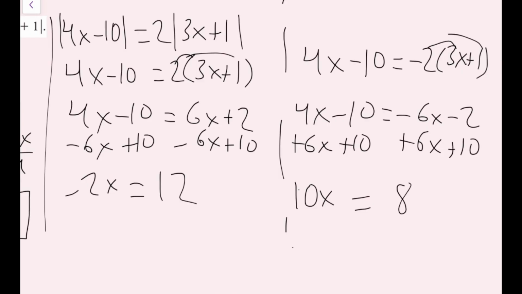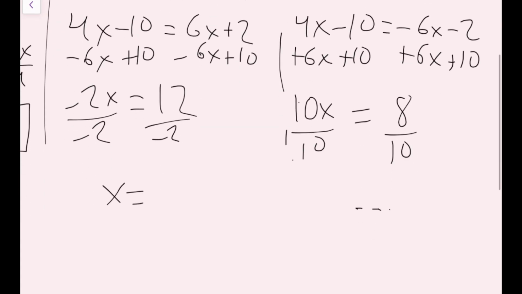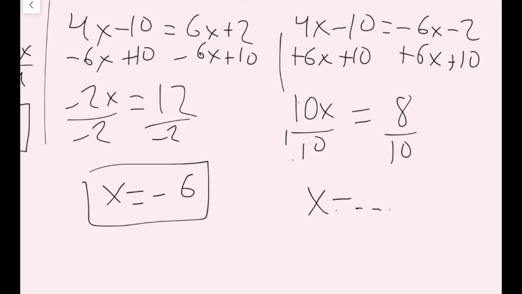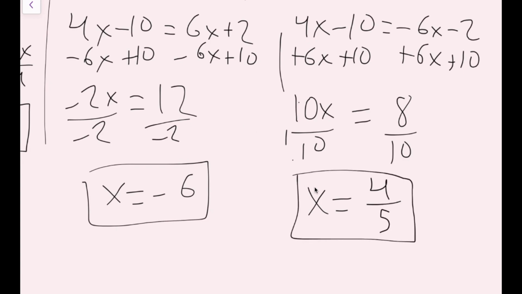All right, so now we just have to solve the single step equation. So I'm going to divide by negative 2 here, divide by 10 here. So I'm going to get x equals negative 6 and x equals 4/5. And you can have this 4/5 in a decimal form if you like. But anyway, you can plug these back in to check yourself. But that's how to do that one.